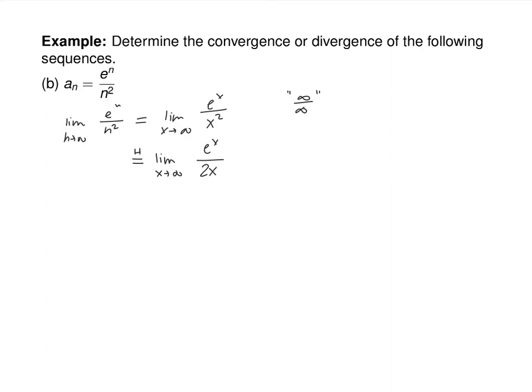Now notice as x goes to infinity, the numerator still goes to infinity, and so does the denominator. So this is another infinity over infinity limit. We're going to apply that rule again. The derivative of e to the x is e to the x. The derivative of 2x is 2. And that limit, as x goes to infinity, will be infinity over 2, which is still infinity. So this means that as n gets larger and larger, the terms in this sequence keep getting bigger and bigger and bigger. This sequence diverges. It fails to go to a specific number.